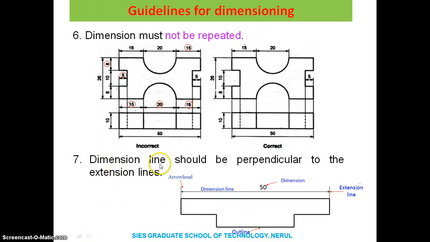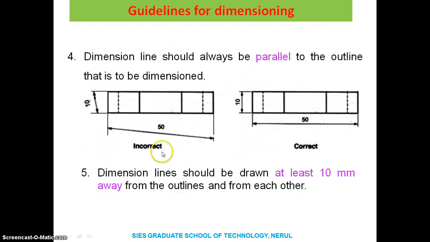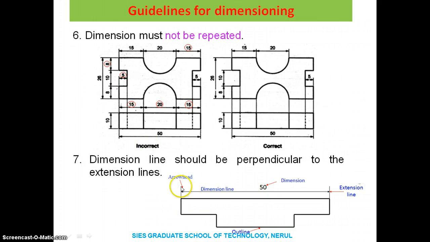The next rule is dimension line should be perpendicular to the extension line. This is also seen in the earlier view. This dimension line should be perpendicular, it should not be inclined. So it should be perpendicular to the extension line, as you can see here and here.